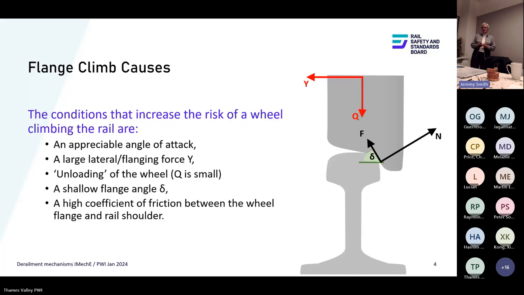A shallow flange angle, so that's the angle delta in that diagram. That's the angle of the flange at the contact point. If that's really steep, it's hard to get up. If it's shallower, it's easier to get up. And finally, a high coefficient of friction between the wheel and the rail. Because in normal running, the flange has to slide down the rail. If the coefficient of friction is low, the flange can slide down the rail. Imagine that wheel rolling forwards. The flange comes along and has to go past the rail to get down to the bottom as the wheel goes round. So if the coefficient of friction is too high, the flange may stick and it'll go up instead of drop down. So that's some of the things that increase the risk of flange climbing.